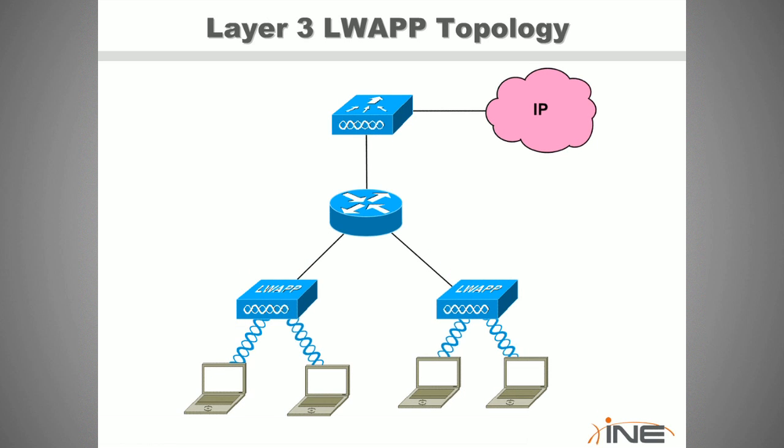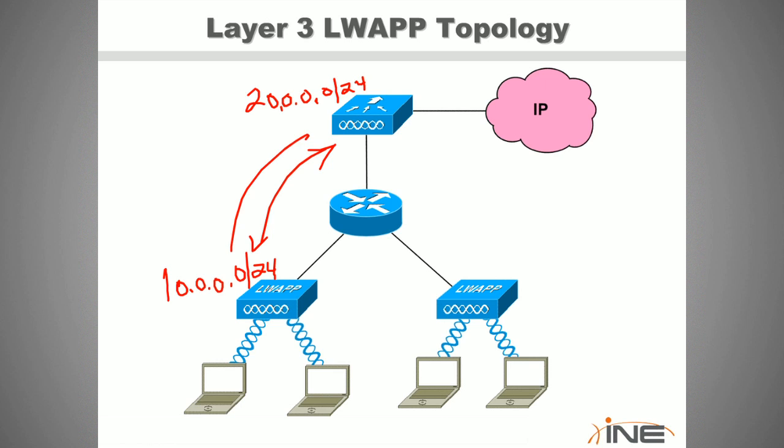With the layer 3 LWAP, this access point would be on a different subnet than the controller, 20.0.0.0/24. And as long as we have IP reachability between these two devices, it's going to be fine, because it's going to be tunneled inside a UDP, inside the LWAP tunnel. So it means that you can put your wireless LAN controllers in some sort of centralized location that has good connectivity to the rest of the network. And as long as you can route down to where the access point is located, you eventually will get there.